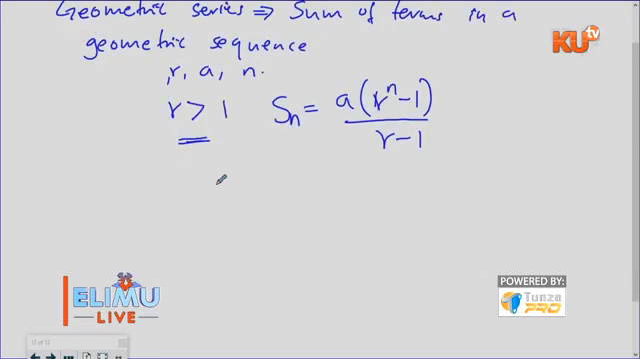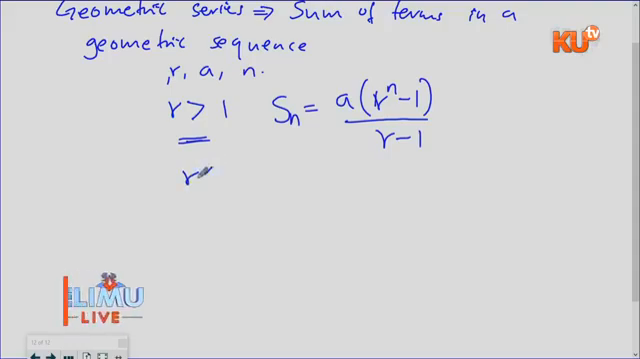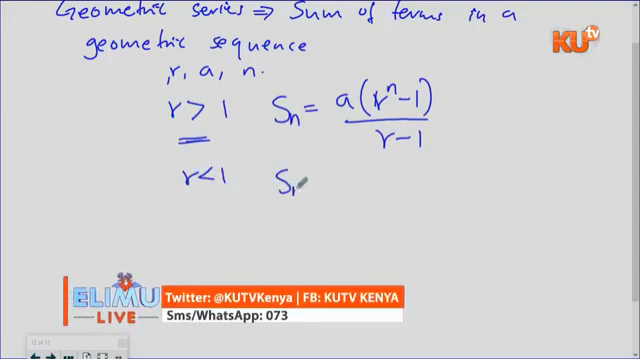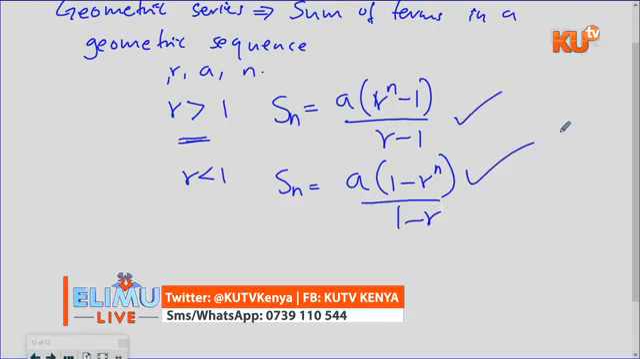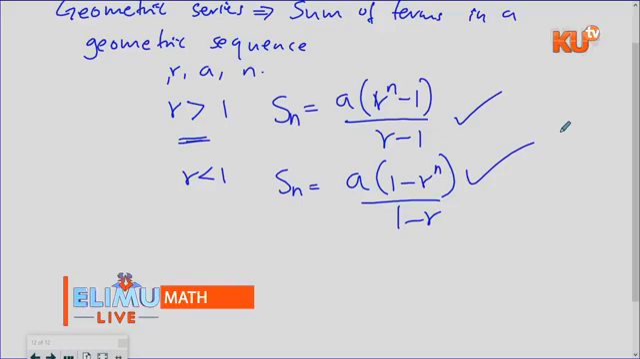But if you calculate the value of R and realize that R is less than 1, then the sum of n terms is given by the formula A into 1 minus R power n, then we divide by 1 minus R. So these are the two formulas that we apply when we are calculating the sum of terms in a geometric sequence. You first identify whether R is greater than 1 or less than 1.